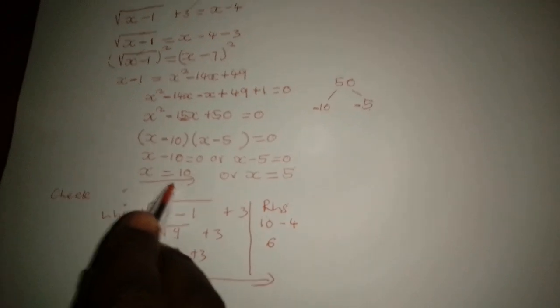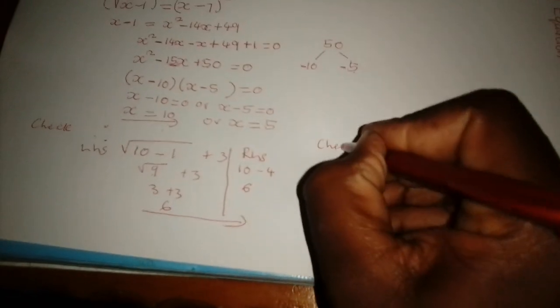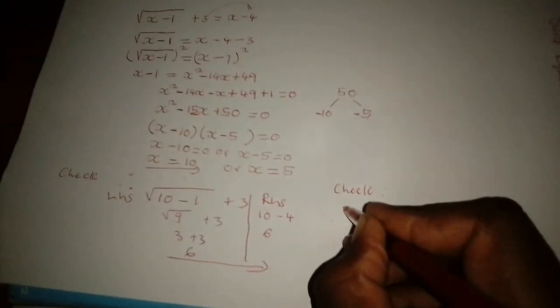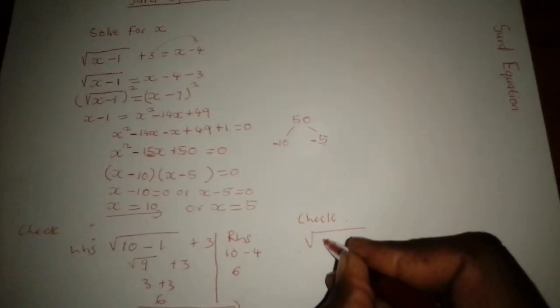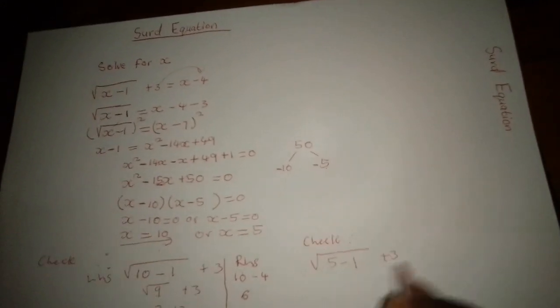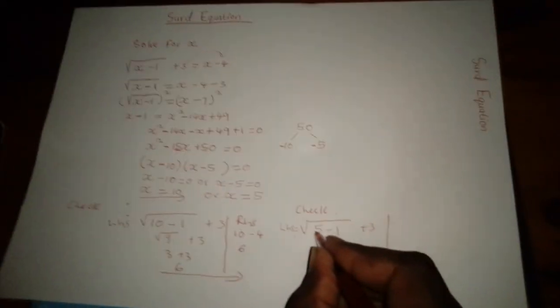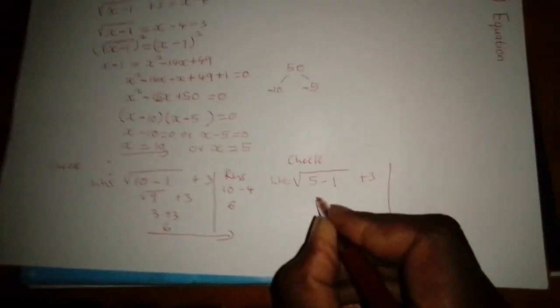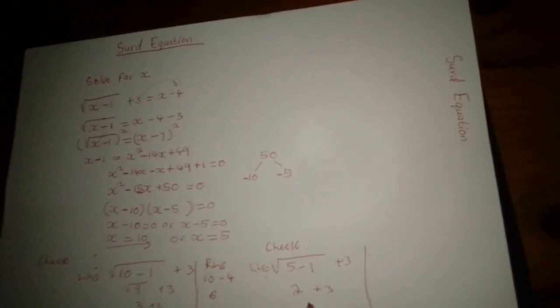So x equals 10 is valid. Then let's look at 5. Let's check for 5 now. Let's substitute there. So it becomes root 5 minus 1, plus 3, the left hand side. 5 minus 1 is 4. Square root of 4 is 2. Therefore, 2 plus 3 is 5.